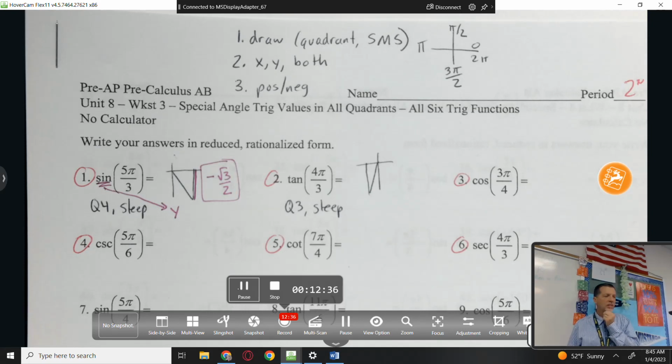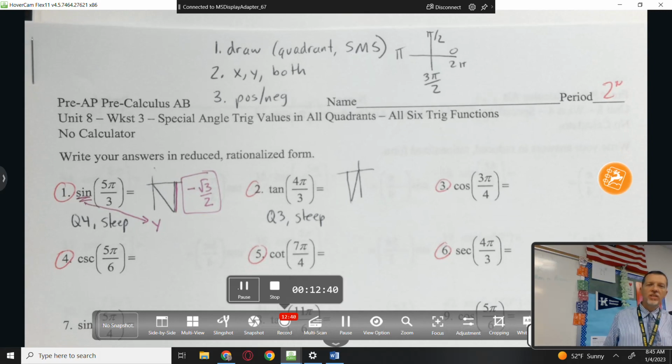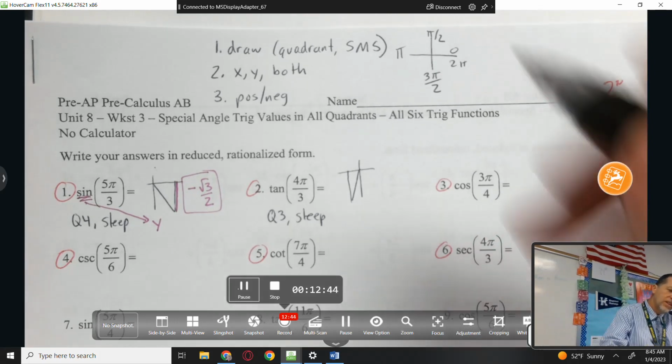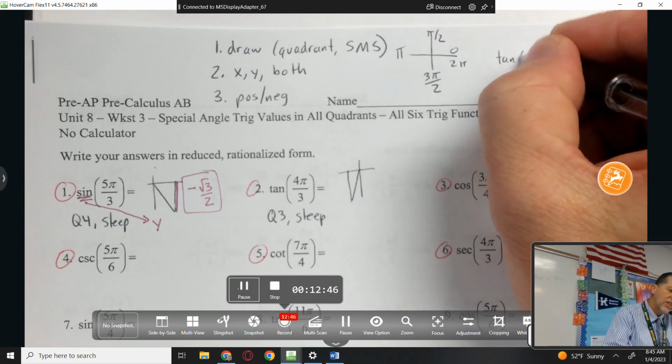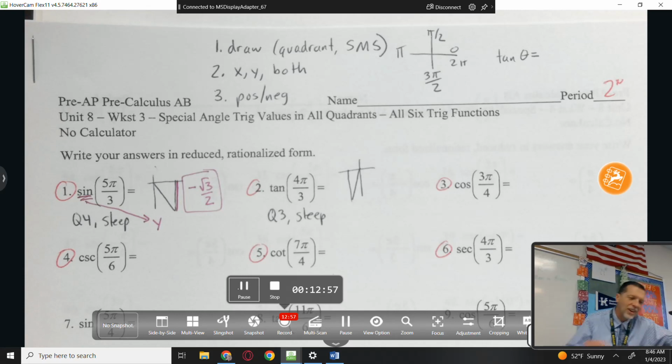Tangent. Do I need x or y or both? Both. And what is the tangent? How do I use x and y? Do you remember? X plus y, x minus y, x over y, x times y. There you go. Y over x.